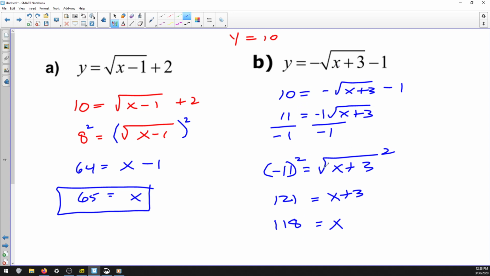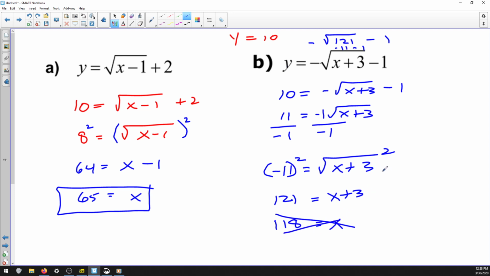If I plug in the 118, this says the square root of 118 plus 3, which is 121. So this says negative root 121 minus 1. Well, root 121 is 11. This is now going to make it negative 11, so it's going to say negative 11 minus 1, which is negative 12. We just said y was equal to 10, right? So negative 12 is not equal to 10. It looks like this one's extraneous.